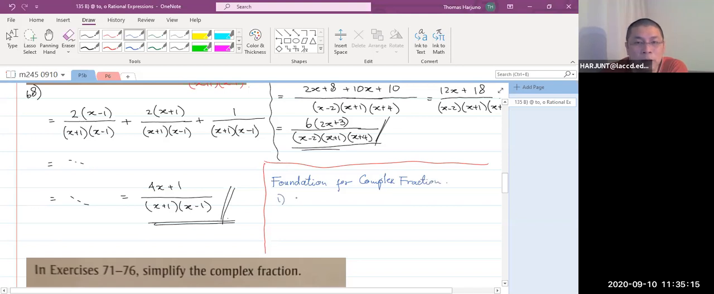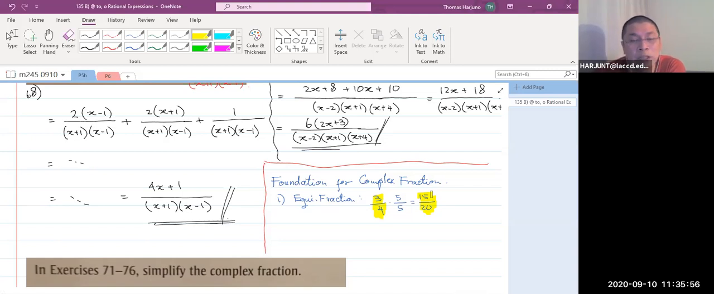The first one is something called equivalent fractions. We learned it earlier. Basically, if you have a fraction, let's say 3 over 4, and multiply the top by 5 and the bottom by 5, then it will be equal to 15 over 20. The value of 3/4 is the same as 15 over 20. We call them equivalent fractions. They look different, but the value is actually the same.